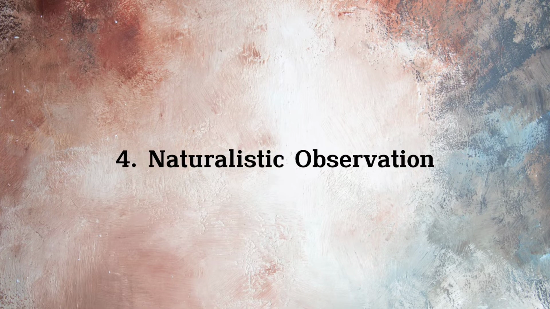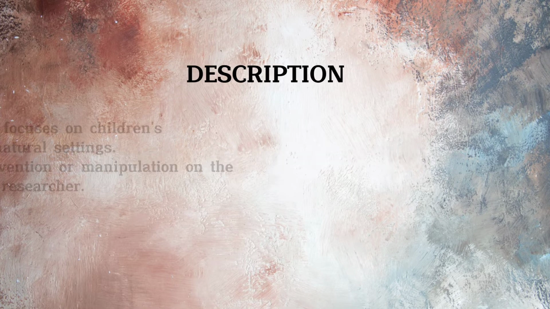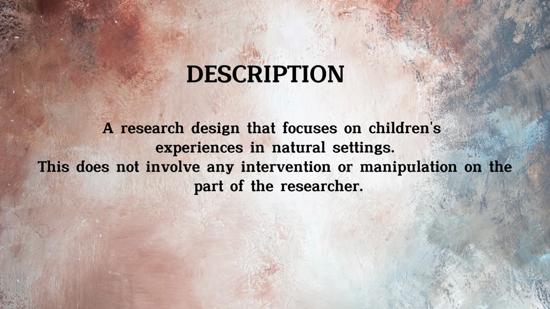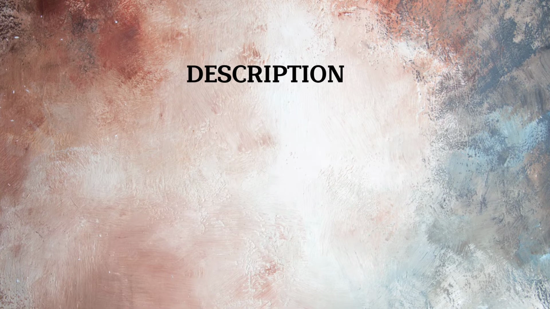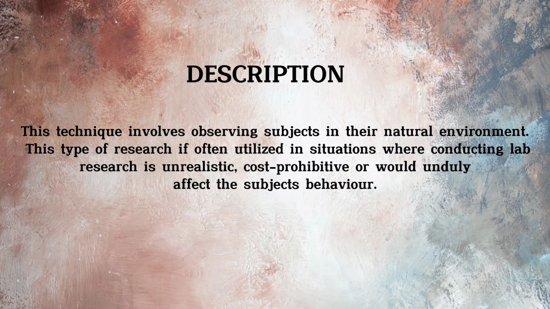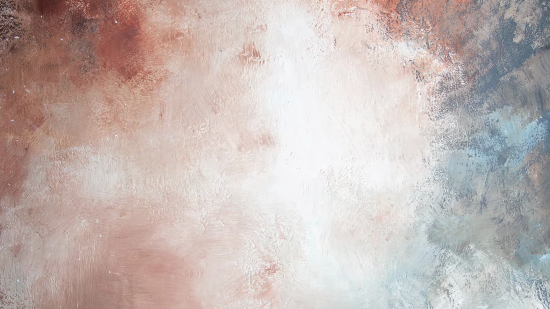Naturalistic observation. Description. A research design that focuses on children's experiences in natural settings. This does not involve any intervention or manipulation on the part of the researcher. This technique involves observing subjects in their natural environment. This type of research is often utilized in situations where conducting lab research is unrealistic, cost prohibitive, or would unduly affect the subject's behavior.